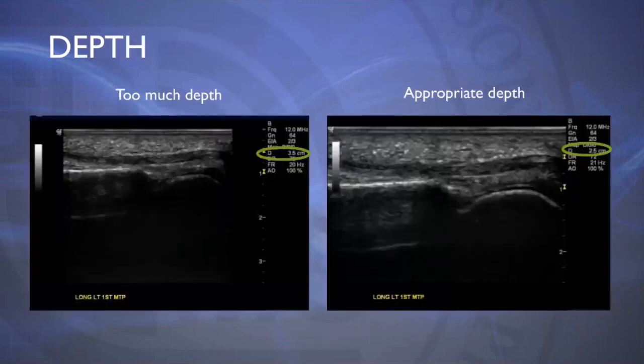This is showing you here on the image on the left-hand side, too much depth, and this is at 3.5 centimeters. By bumping it up to 2.5, we're looking at the image in a more appropriate depth range.